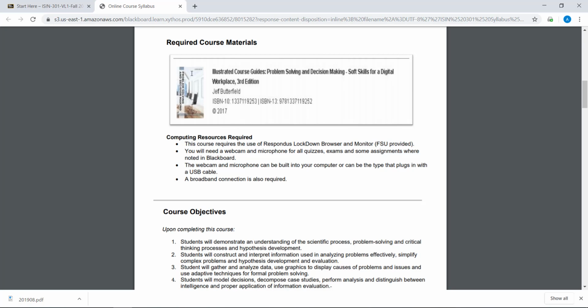At this point, I hope you have the required textbook, which is titled Illustrated Course Guides, Problem Solving and Decision Making, Soft Skills for a Digital Workplace. In addition to the textbook, you will be required to have a webcam and microphone so that we can use Respondus Lockdown Browser and Monitor for all of our assessments.